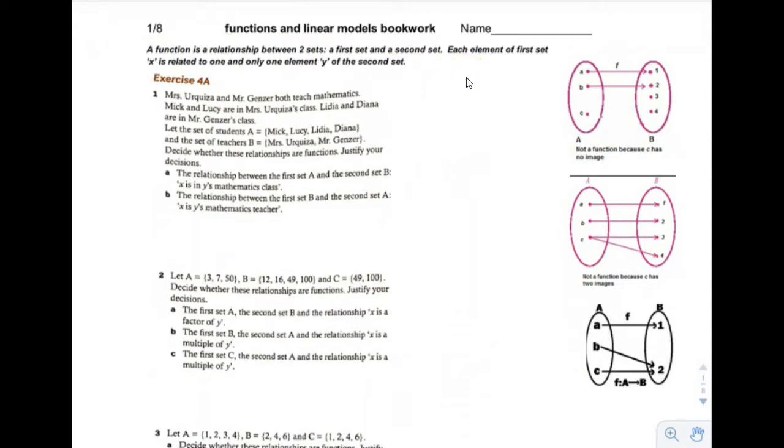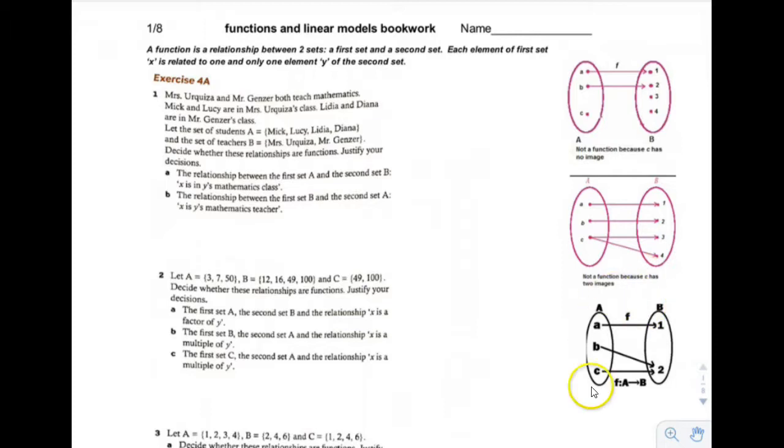Sometimes two different inputs might go to the same output, but you never have one input going to two outputs. And I drew these pictures here so you can see that a little bit better. This is not a function because some of the left inputs, like C, don't go anywhere, and that's not allowed. This is also not a function because one of the inputs, C, goes to two different outputs, and that also violates the definition of a function.